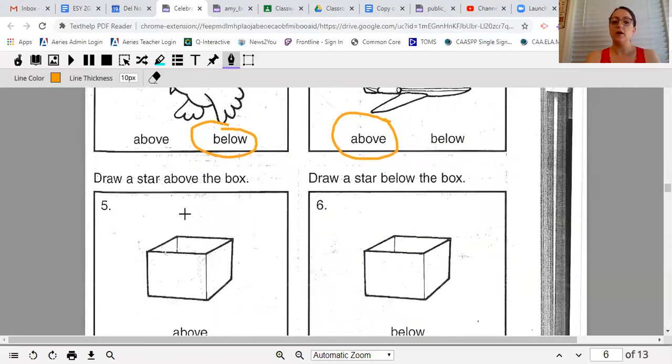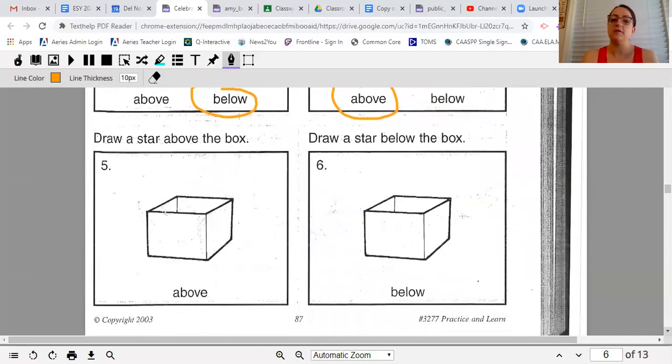Now we need to draw a star above the box. So look at the box. I can either draw the star up here or down here. So I have to remember, above, above, above. Above is going to be on top of it. So we're going to do the star above the box. So if the star is over the box for above, that means the star that's below the box is going to be underneath the box.